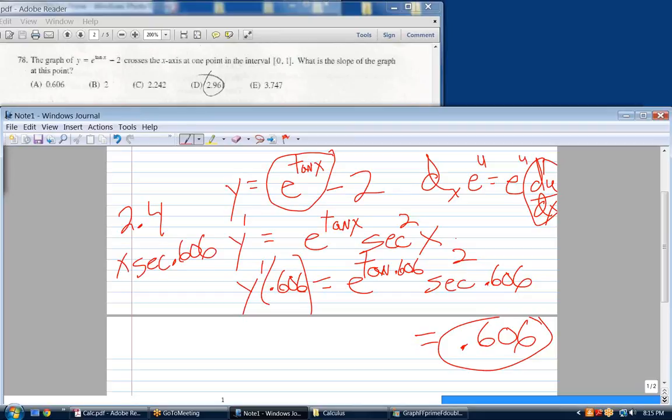What's the secant of 0.606? Make sure you're in radians. Right. It's 1.21. Aha. Okay. So we multiply 1.21 times 2.4, and I bet we get 2.96. Yep, something very close to that.